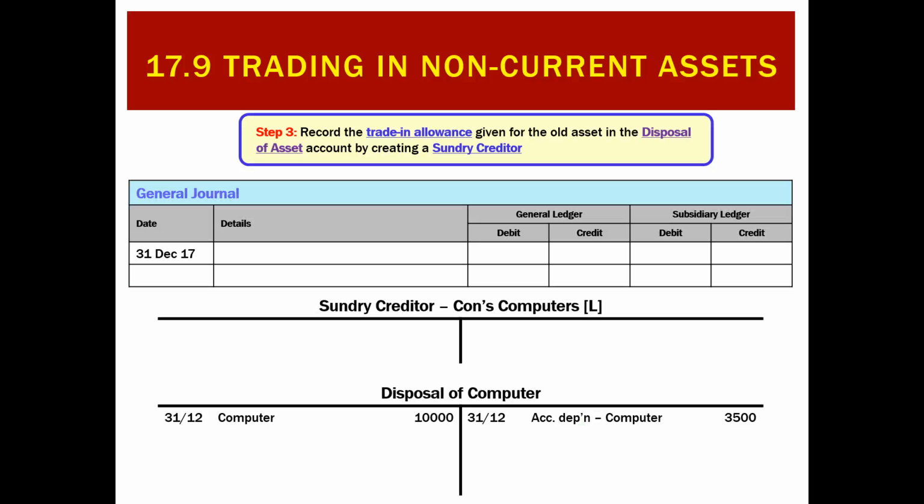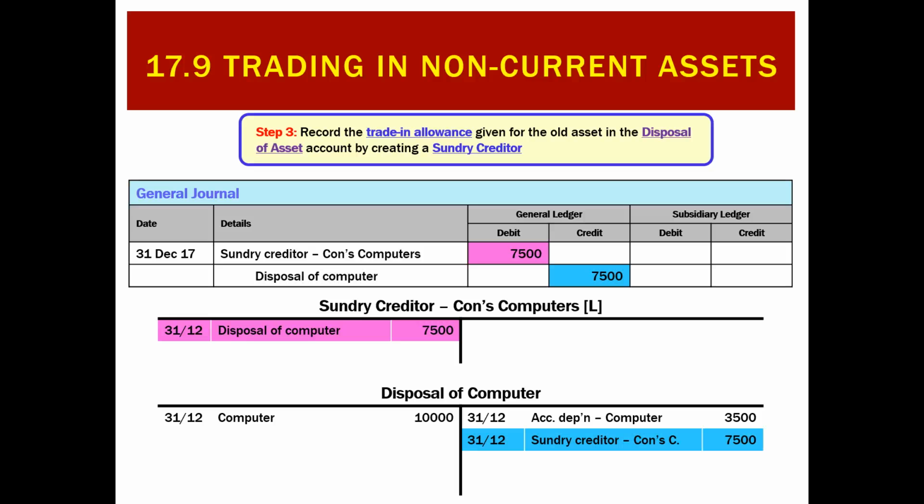So what we're going to do is do a debit to the sundry creditor account, Cons Computers, and then a credit to disposal of computer. Now, why have we done that? Well, when we did a sale of a non-current asset, this entry here actually went in the cash ledger. Cash went up. Cash is an asset. But this time, we're actually going to owe him money for the new computer.